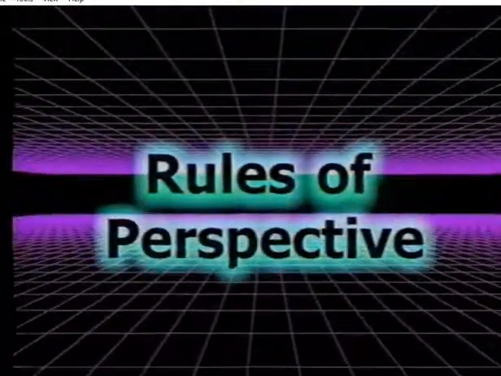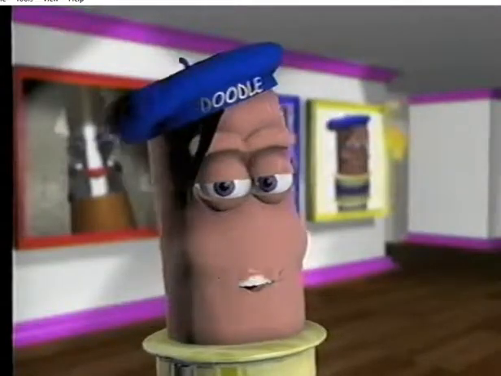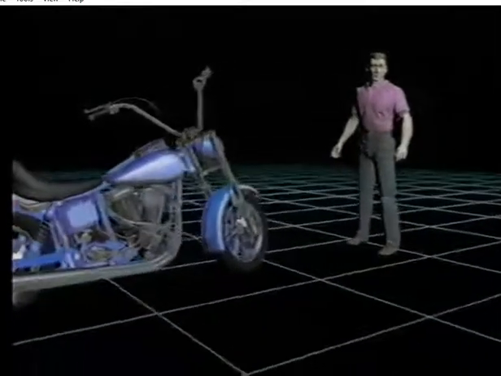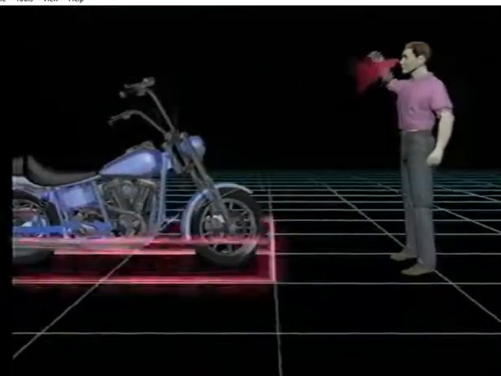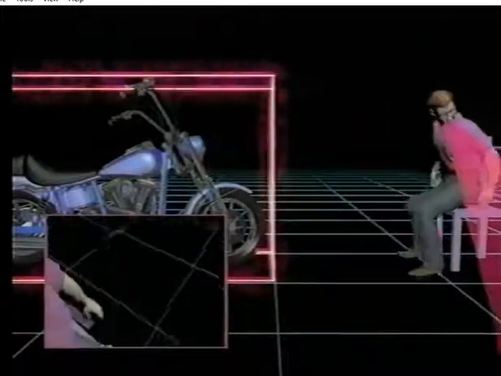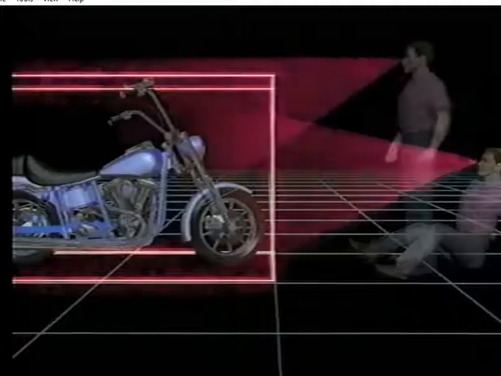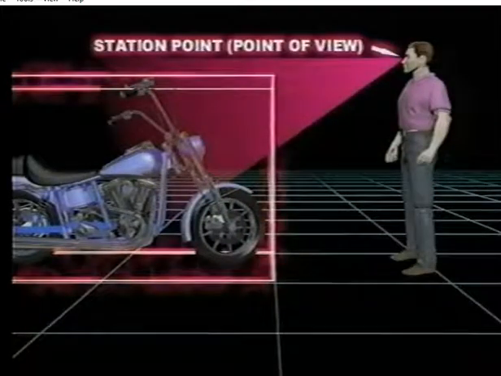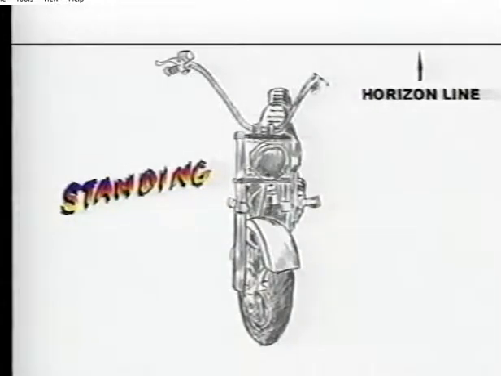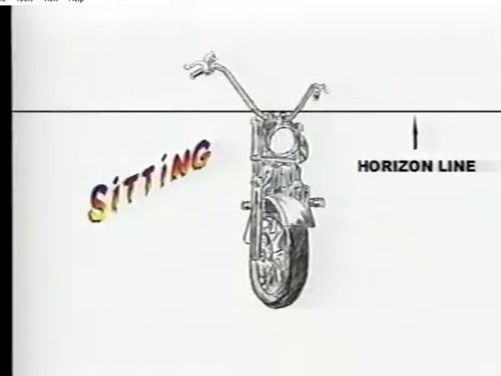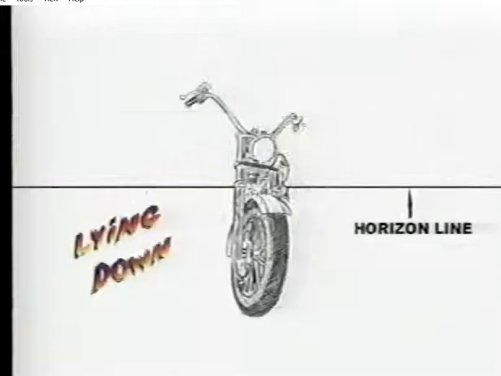Rules of perspective. Perspective is a term that describes how objects appear from a particular view. A person sees from a particular position, say, standing up or sitting in a chair or even lying on the ground. That's called the station point or point of view. If you try to draw your surroundings from different sight positions, understanding perspective gives you a way to accurately reproduce the scene.